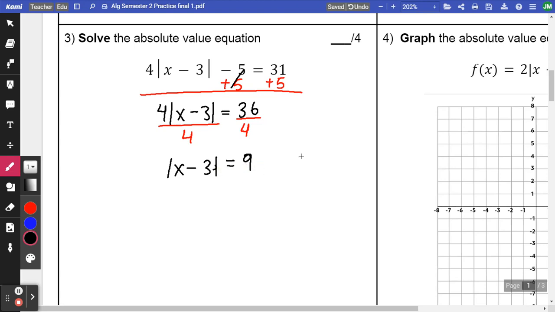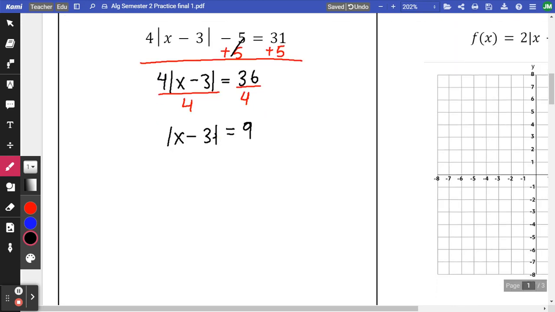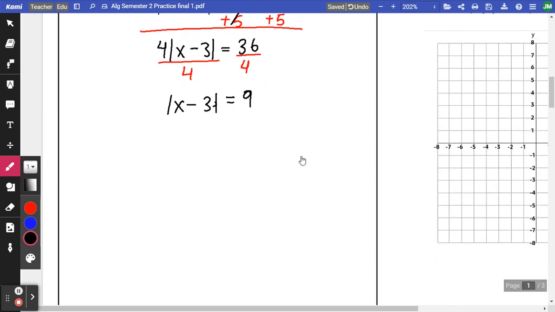And from here, it is isolated. And now I can set up two equations. For both cases, we have the positive case, if you remember, which is just x minus 3 is equal to 9. And we also have the negative, which is x minus 3 is equal to negative 9. So we can have two potential solutions.